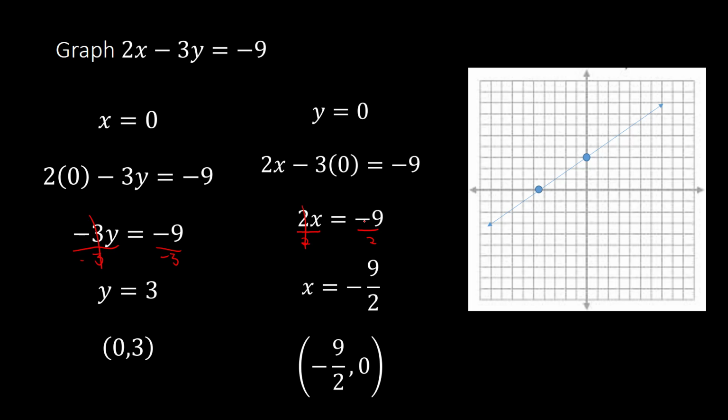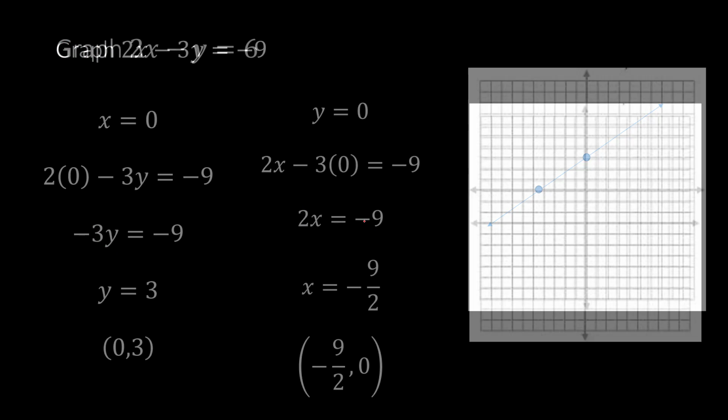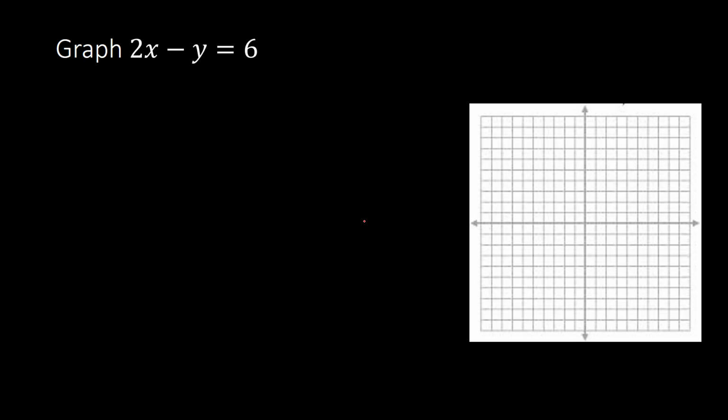Let's look at one more example. 2x minus y equals 6. We can plug a 0 for x and a 0 for y to find the other missing part. So if x is 0, we have 2 times 0 minus y equals 6, which is going to leave us with 0 minus y, or just a negative y.